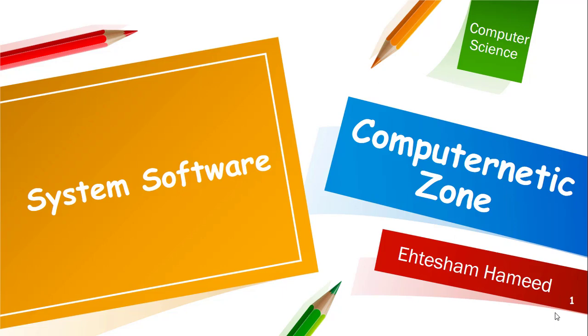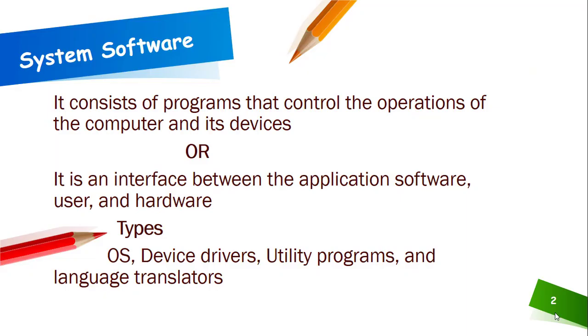In today's lecture, I will be discussing system software. System software consists of programs that control the operations of the computer and its devices, or you can say that system software is an interface between the application software, user, and the hardware. We have a few types of system software like operating system, device drivers, utility programs, and language translators.